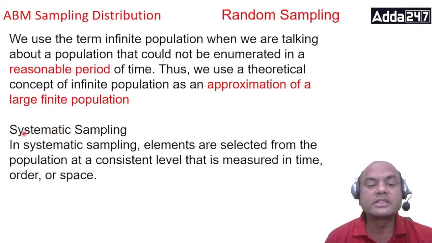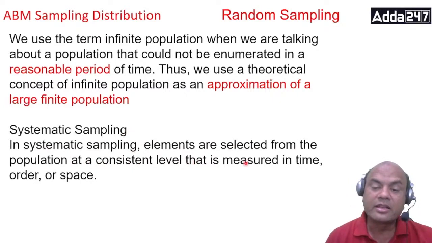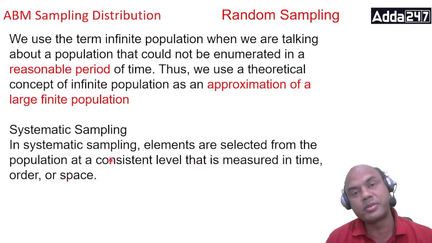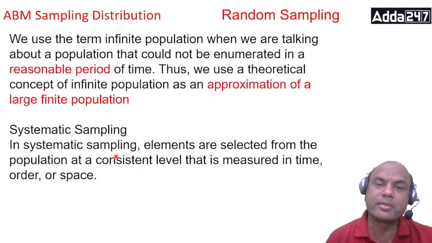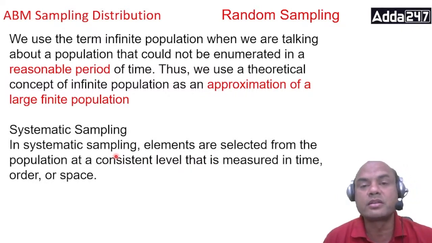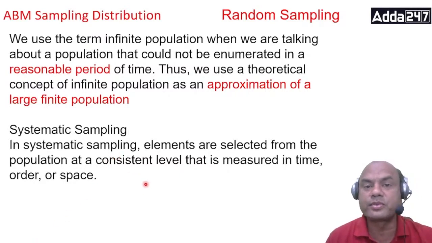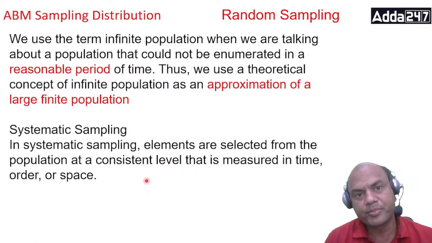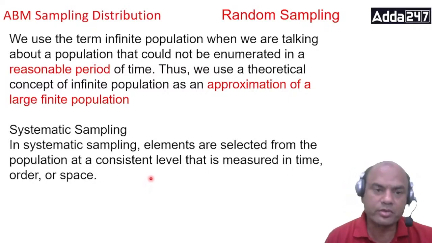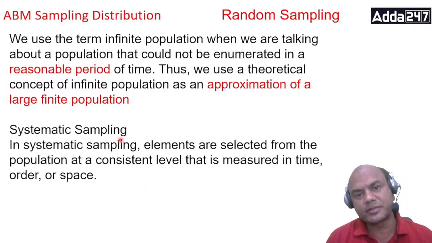Systematic sampling. In systematic sampling, elements are selected from the population at a consistent level that is measured in time, order or space. Now consistent level, what do you mean by this? Just now I showed you that slide: every fifth student in a class of 60 students will stand in the row and come out. That's known as systematic sampling.